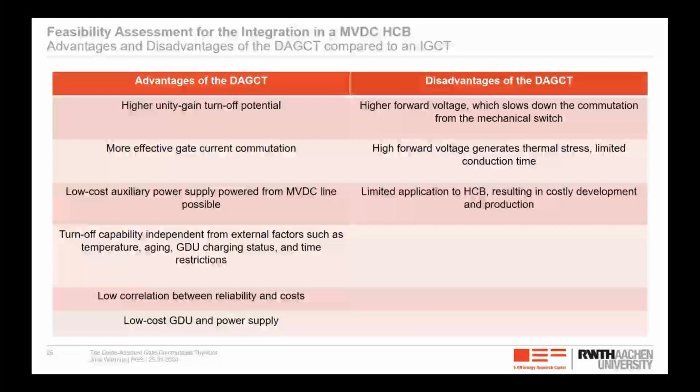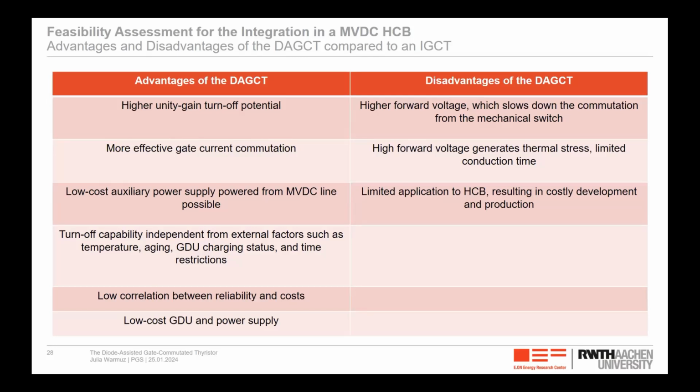And then we also have advantages regarding the turn-off capability of the device, because it's independent from external factors such as temperature, aging, GDU charging status, and time restrictions. Because in an IGCT, we are always depending on how the capacitor is charged. Its turn-off capability is also dependent on external factors such as temperature and aging, and we could get rid of all this by using diodes as the main voltage source, which are just dependent on the current.